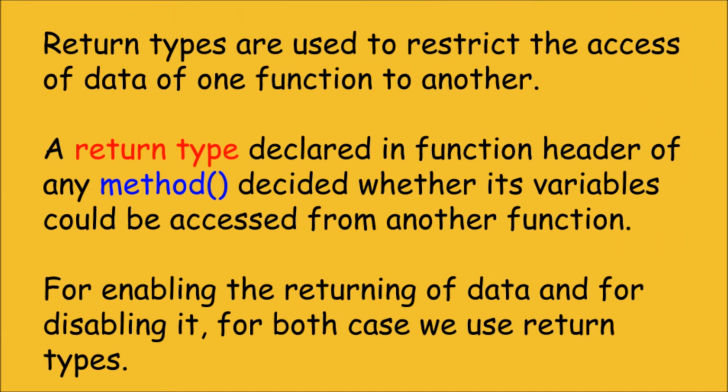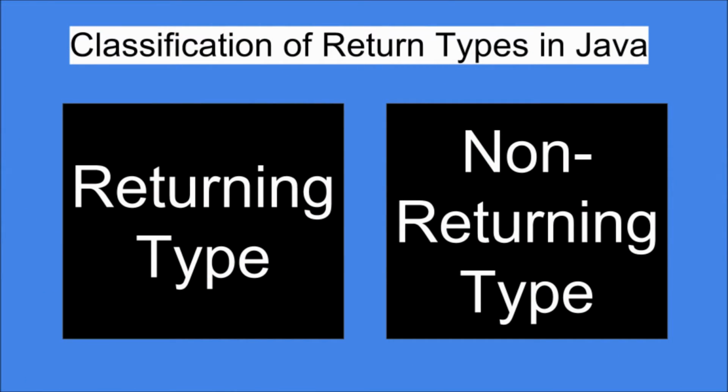So, return types are used to restrict the access of data of one function into another function. A return type declared in the function header of any method decides whether its variable could be accessible by other functions or not. For enabling and disabling the returning of data from one method to another method, we have different types of return types. Basically, the return types are of two types: the actual returning types and non-returning types.